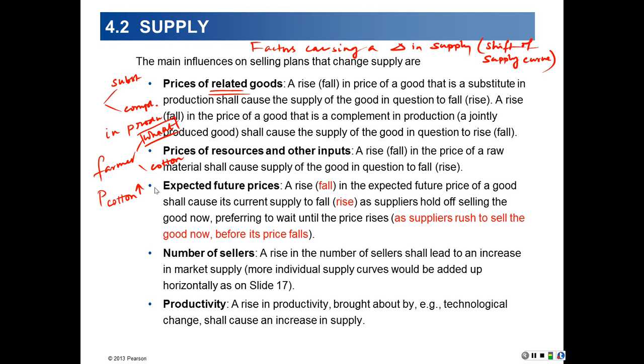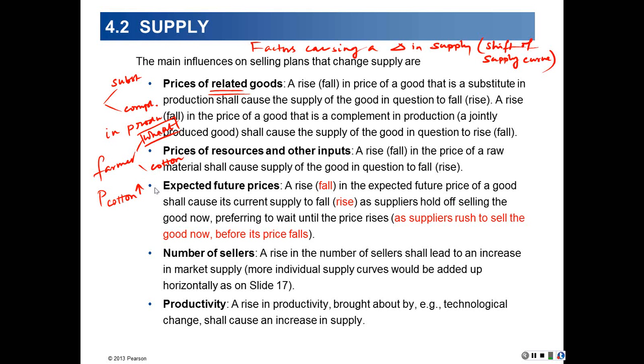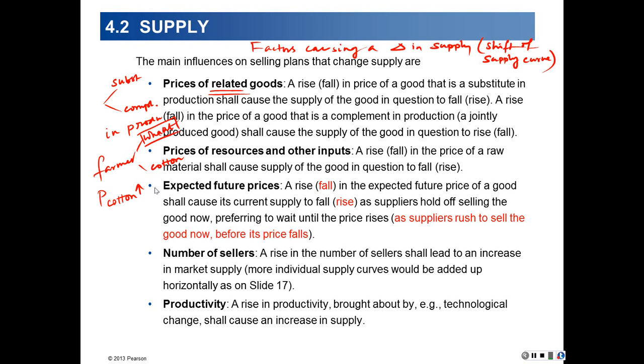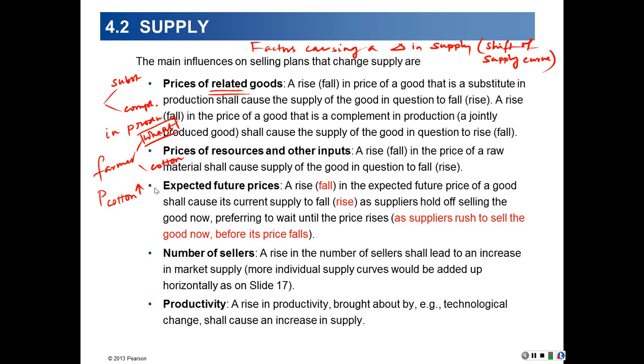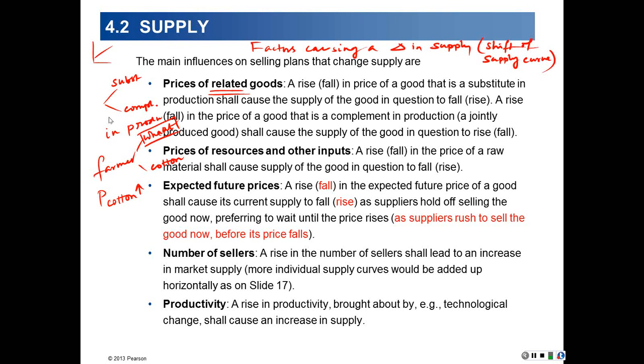Correct? So if the price of a good that is a substitute in production rises, you expect the supply of the good in question to not rise, but fall. The farmer grows less wheat when the price of cotton rises. Correct? So in terms of our supply curve, what happens here? If I were to draw a little supply curve here of wheat, this is the supply of wheat, what would happen to the supply curve?